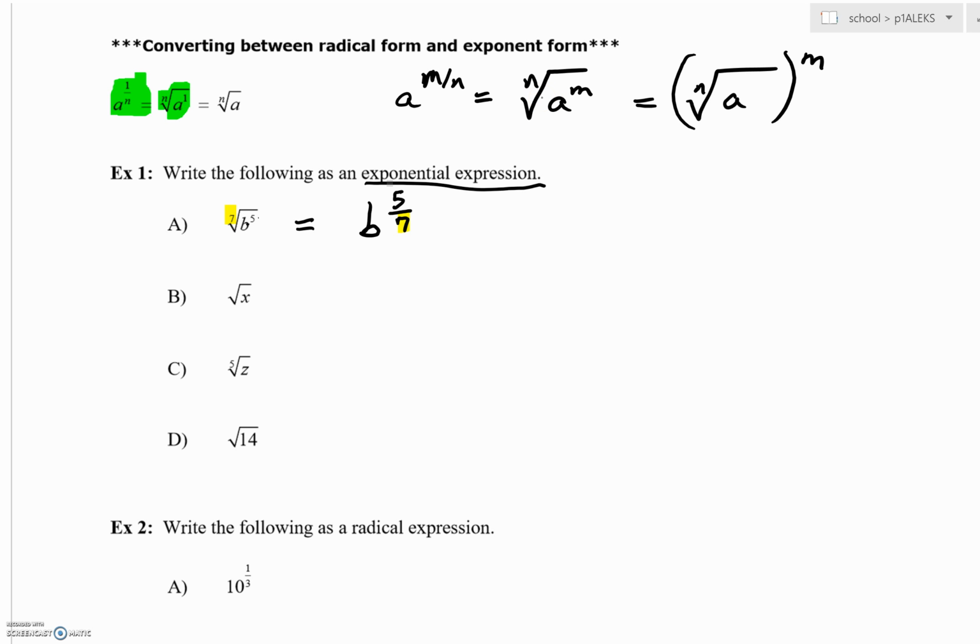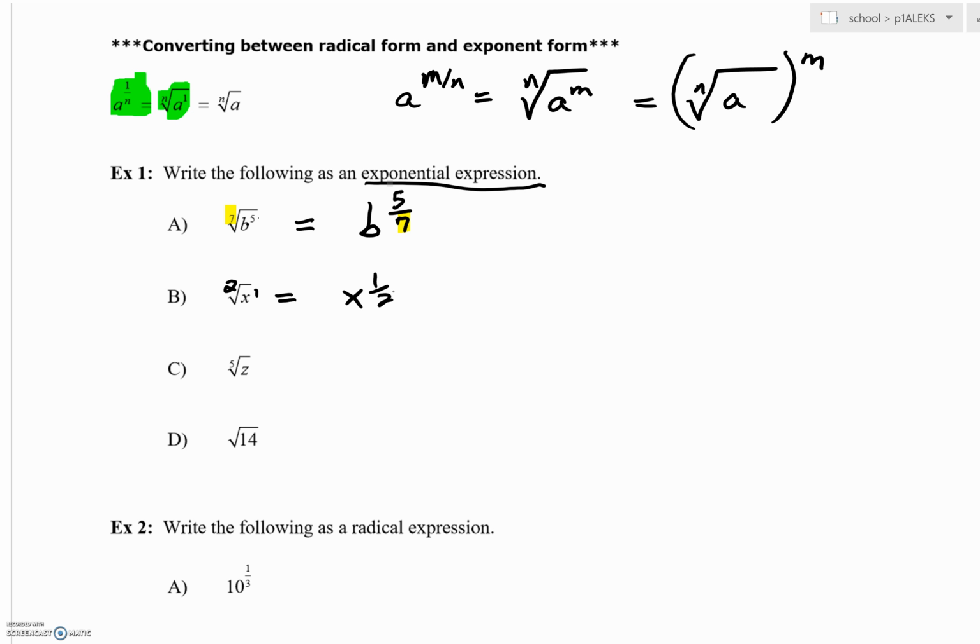So as we take a look at letter B, you can say, well, I don't see a number inside of this square root. What is your index inside there? It's not written, but it's there, though. It's not a 1, it's a 2. So this is x to the first, this is x to the 1 over 2. Okay, so when you have a square root, super important, remember, it's really going to be an index of a 2.